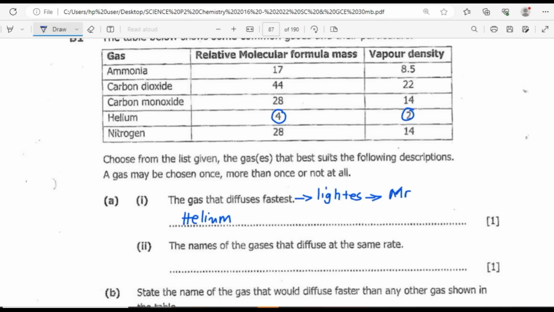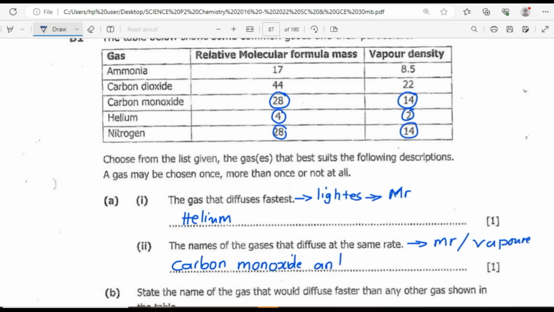The names of the gas that diffuse at the same rate. So to diffuse at the same rate, they need to have the same mass, then also vapor density, because this means that they have the same weight. So let's look at the carbon monoxide has 28, nitrogen has 28. So same, let's look at 14 and also 14. So it's carbon monoxide and nitrogen.